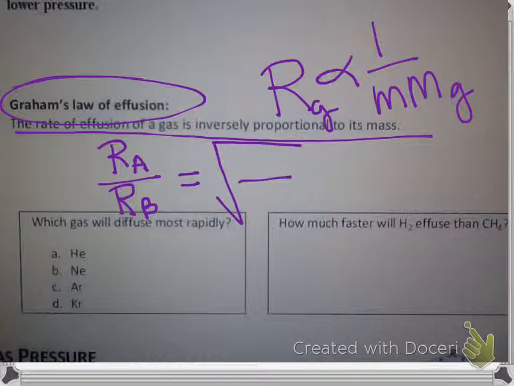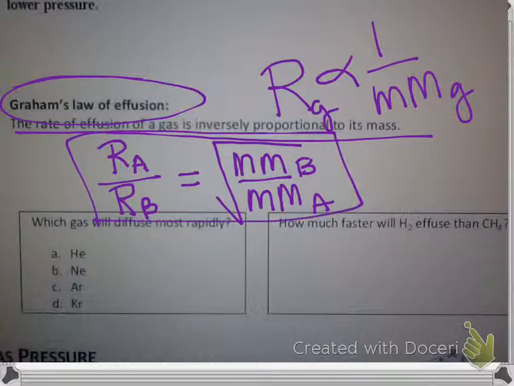So I'm going to take this square root, and if I have gas A on top, I'm going to put the molar mass of gas B on top. And if I have gas B on bottom, I'm going to put the molar mass of A on bottom here. So this is Graham's law of diffusion equation. Notice there's a square root in it. Make sure you see that square root. The rate comparison between gas A and B is equal to the square root of the inverse of the molar masses of the gases. So what does that mean?